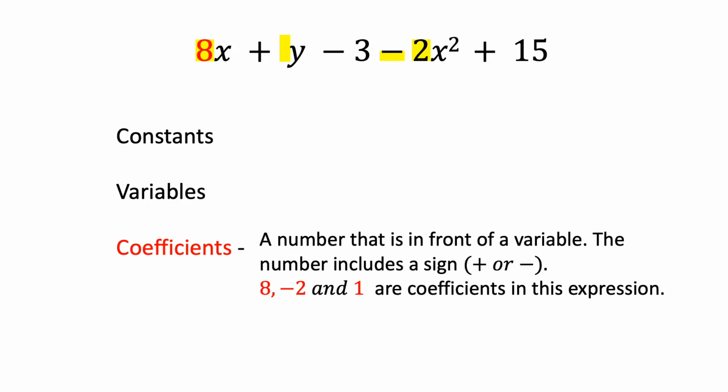A coefficient is a number next to a variable. A number that is in front of a variable is called a coefficient. The number in front of the variable is either positive or negative. In this example, 8 and negative 2 are clearly coefficients. As you see, 8 is in front of x, and negative 2 is in front of x squared. There's also an invisible coefficient in this problem. 1 is a coefficient for the variable y.